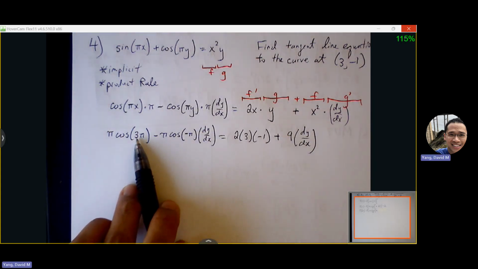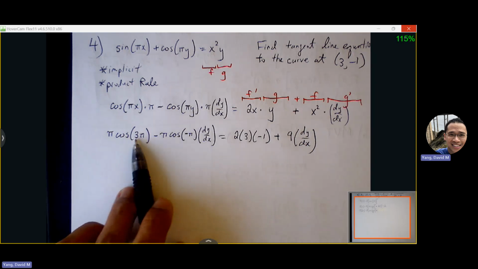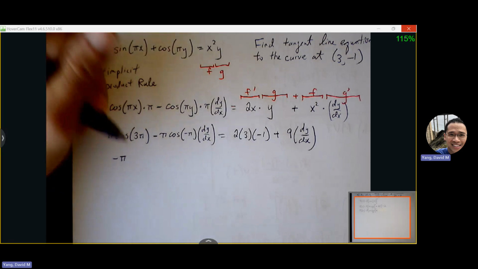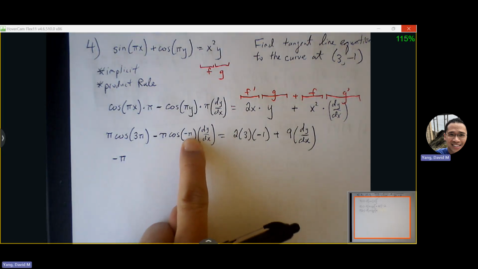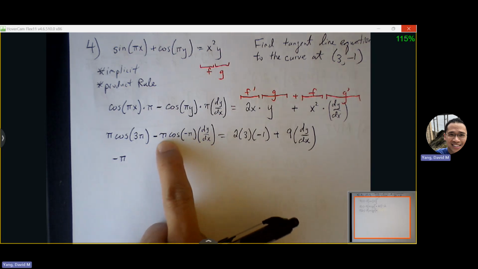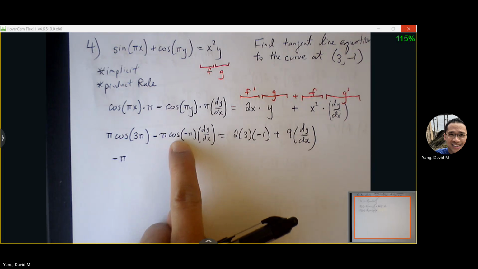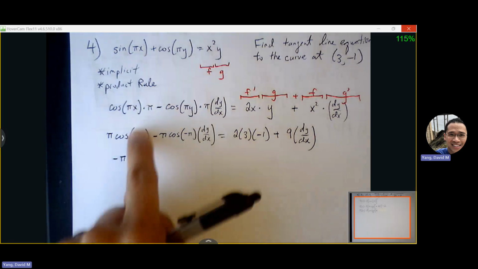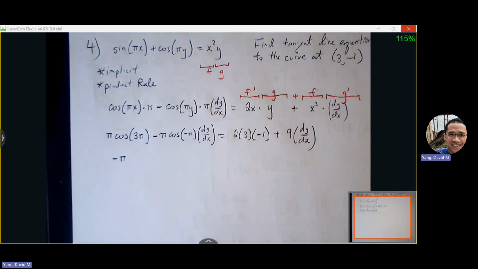Cosine of 3 pi, if you don't recognize 3 pi, you can always subtract 2 pi to get it into an interval that you're more familiar with. So 3 pi minus 2 pi is pi. 3 pi, same thing as pi here. So cosine of pi is -1. Gives me -1 times pi, which is negative pi. Cosine of negative pi, if you don't recognize negative pi, you can add 2 pi to it. We get cosine of pi, which is -1 as well. So two negatives. Oh, sorry, I messed up. Sine's derivative is cosine. Cosine's derivative is negative sine. Sorry.